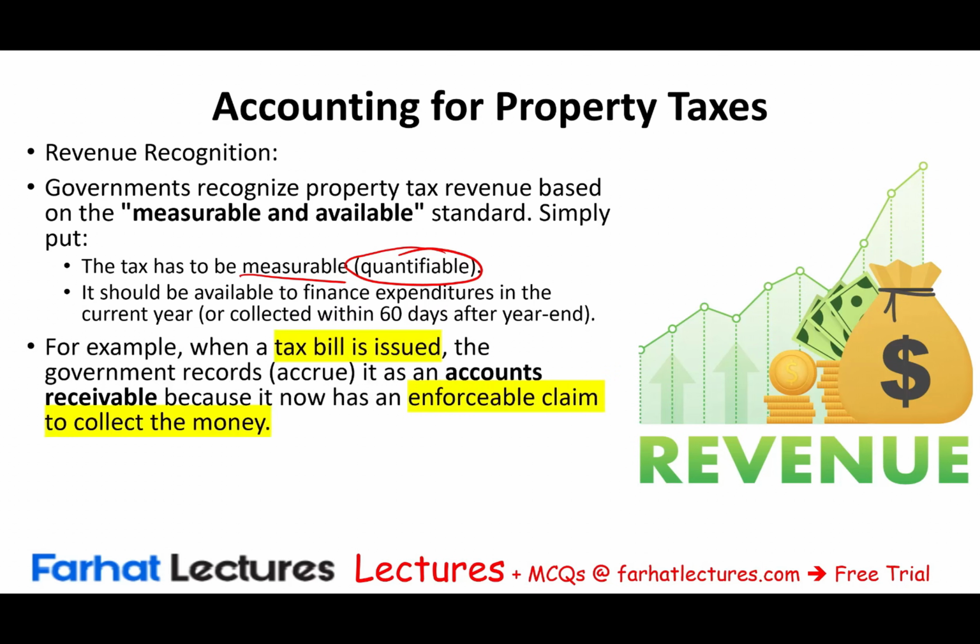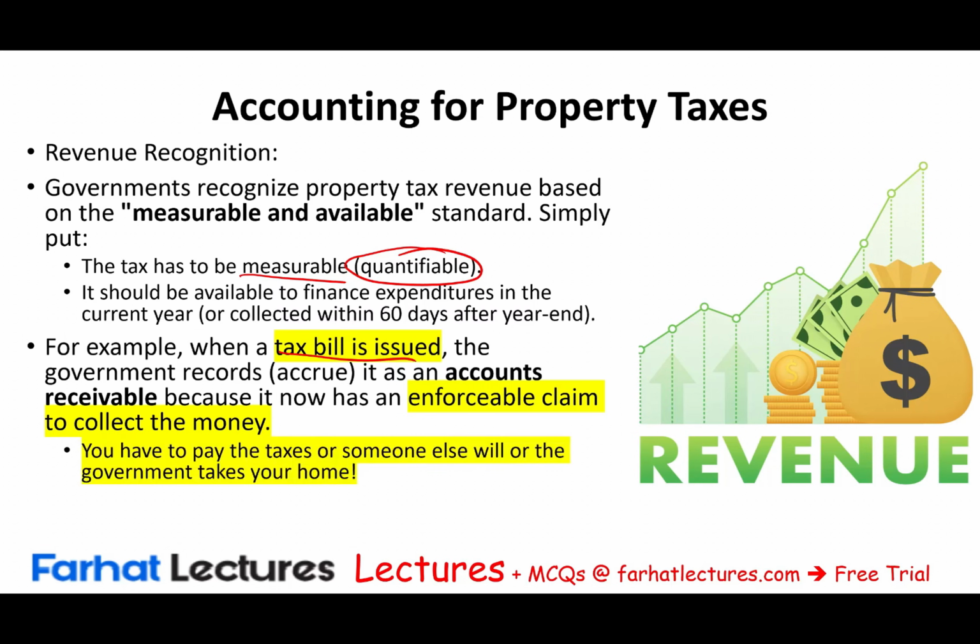Now, when the county or the city issues a tax bill, once they issue that tax bill, the government records an account receivable and they can record a revenue. Why? Guess what? That tax bill is an enforceable claim to collect money. Why? You have no option. The government doesn't have to provide you any service in return for them to recognize the revenue. Once they issue that bill, that's it. They did their job. They can recognize the revenue. Why? Because you have to pay your taxes.